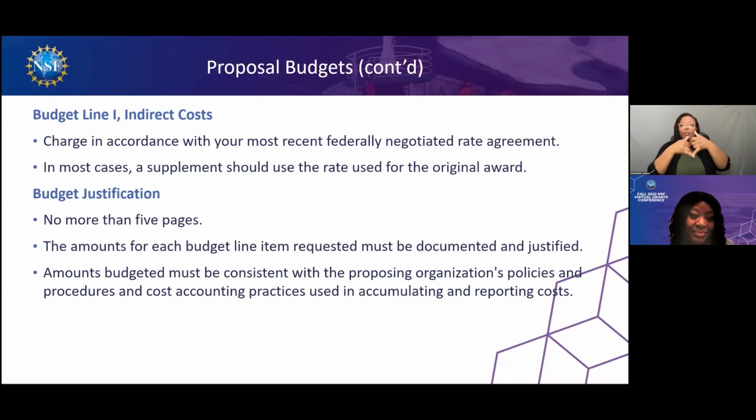Budget justification. Your budget should be no more than 5 pages. Any amounts that are in a budget line item category must be documented and justified. And your amounts budgeted must be consistent with your organization's policies and procedures and cost accounting practices used in accumulating and reporting costs. Next slide.